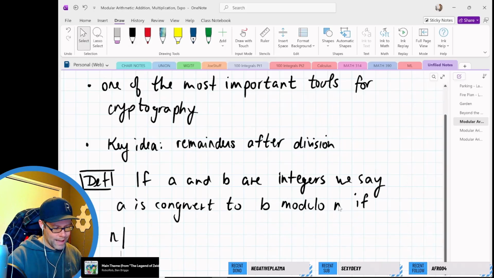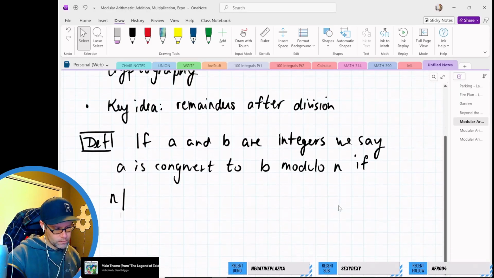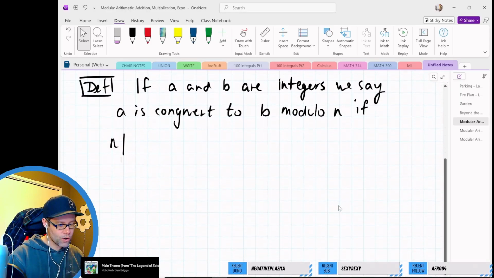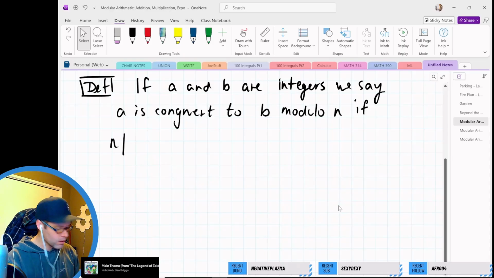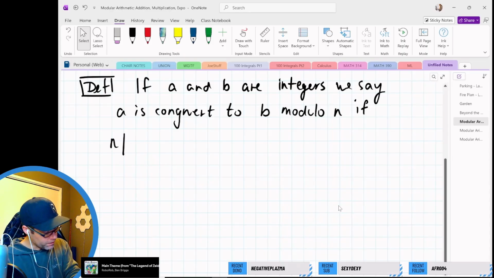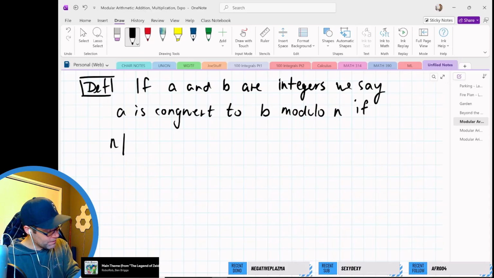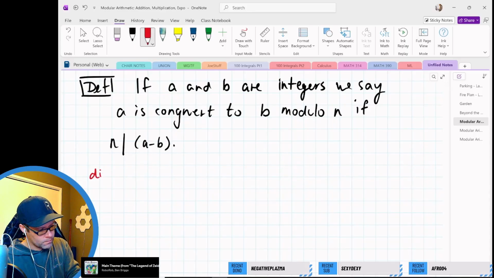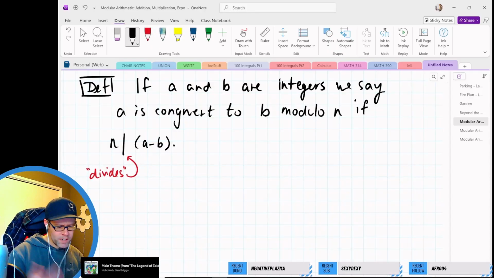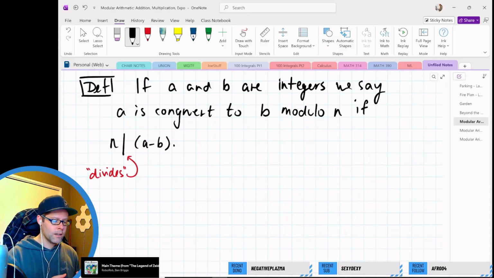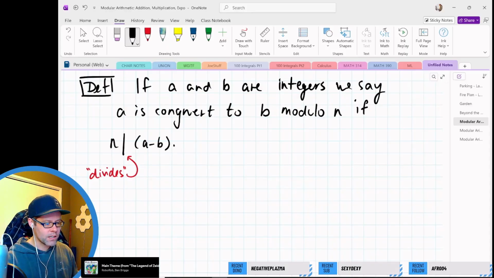So we're going to say that if a and b are integers, let's say that a is congruent to b modulo or mod n if the following is true: if n divides a minus b. And when we use this divide symbol, it means we want to divide evenly, effectively, right? So we want to have a zero remainder here.